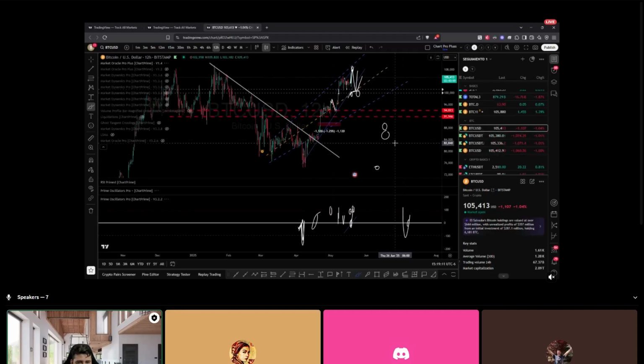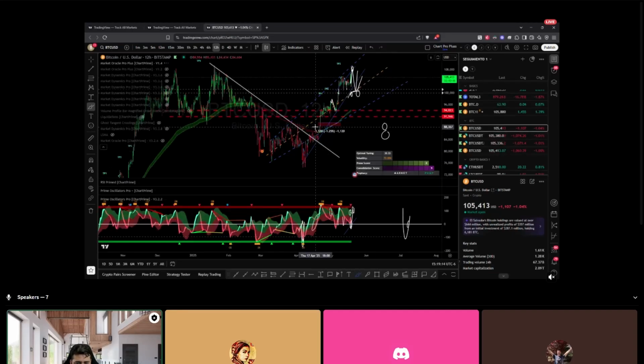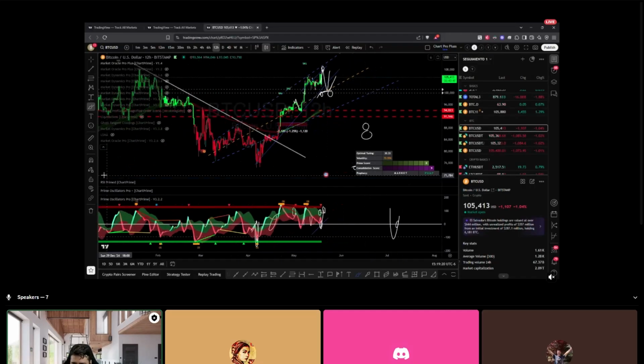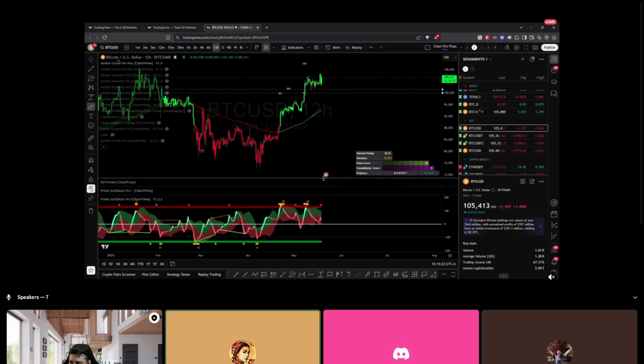Do we see a V-shaped recovery? Are we depegging? Are we going lower? Or what are we actually doing? Let me just clear this up so we can see it clearly. We are ranging, right? We are ranging. Remember that ranging is another way of correcting.